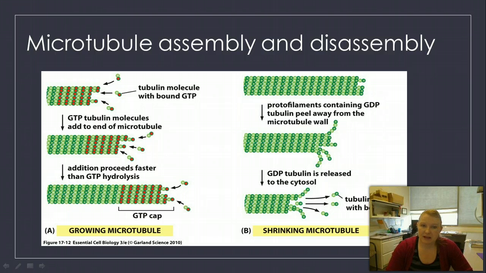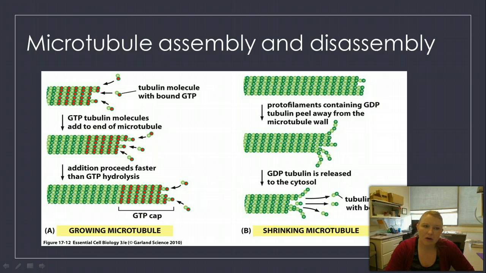But if we want it to then disassemble, and this can happen through either the disassembly process or a process known as dynamic instability, which allows it to be taken apart really quickly. And what this is, it's when the protofilaments, remember those long chains of alpha and beta containing that GDP that's now been hydrolyzed, start to peel away from the microtubule wall, and it falls apart. And these tubulin molecules contain that GDP now, and they go off and they're either rebuilt into another microtubule or they hang out waiting until it's needed again. And that's how this happens.